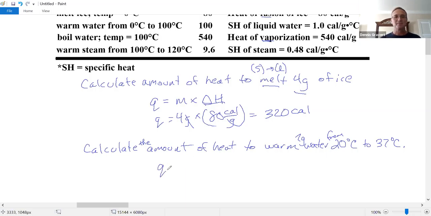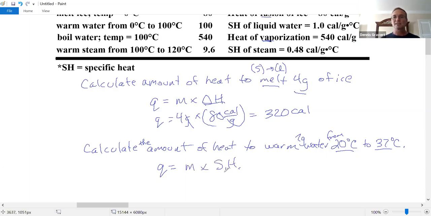Well, which equation do we need? We're changing the temperature. And what are our physical states? We start with cool water at 20, end up with warm water at 37. We're not changing the state. Good. Then we want the other equation with the delta T in it.